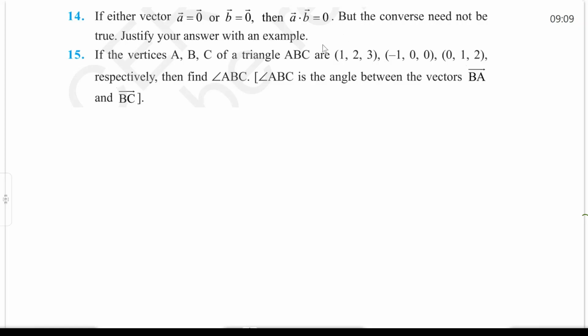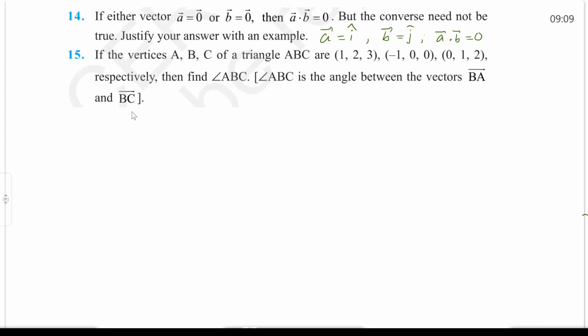So let me take two vectors such that they are non-zero and perpendicular. The example can be taken in a very simple way: if I take a bar equal to i cap and b bar equal to j cap, obviously they are non-zero unit vectors, and i cap and j cap are perpendicular unit vectors, so here we must have a bar dot b bar equal to 0. This is the supporting statement that the converse is not true. So you just write this example.